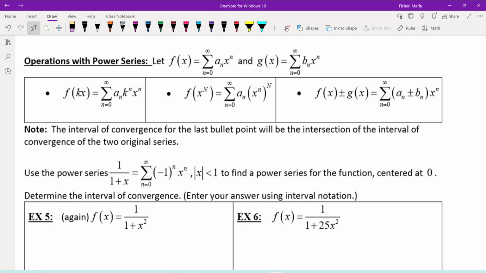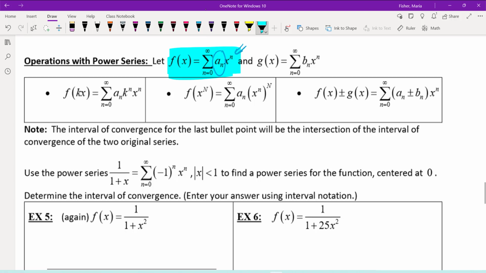Now let's look at operations with power series. So let's say that we have two different functions. We have f of x equals the sum from n equals 0 to infinity of a sub n times x to the n. So for this one, what we're saying is that a sub n is my formula, and remember it's a power series, so you have an x to the n as part of it.